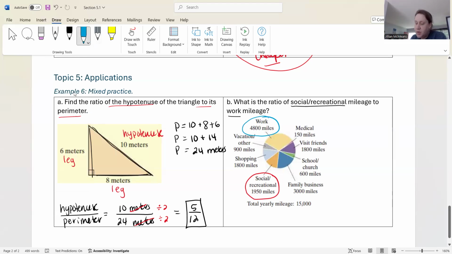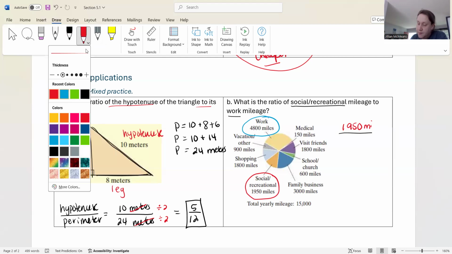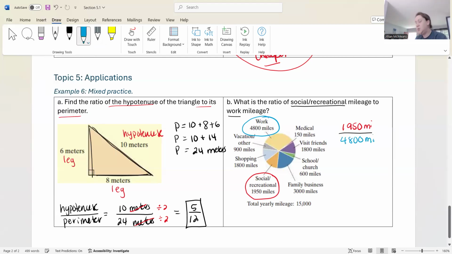So our red mileage for social and recreational driving was 1,950 miles. Our work mileage was 4,800 miles. And this one is just nasty enough that I would be compelled to let you use your calculator. I want you to understand what you're doing when you're simplifying a ratio, but I also don't want you spending a lifetime just dividing. So let's go to the calculator. We're comparing 1,950 to 4,800.